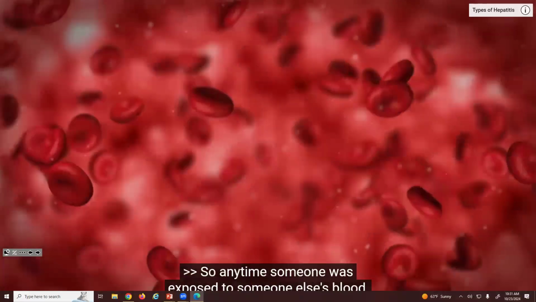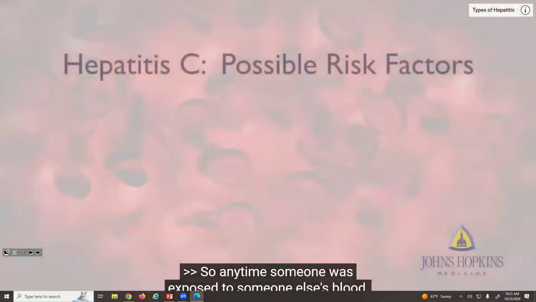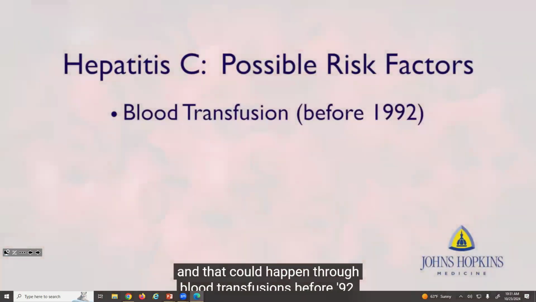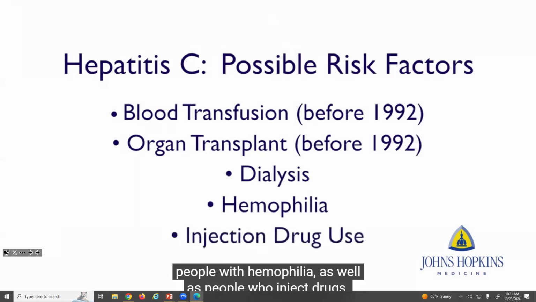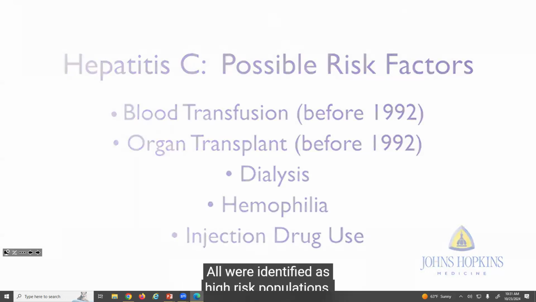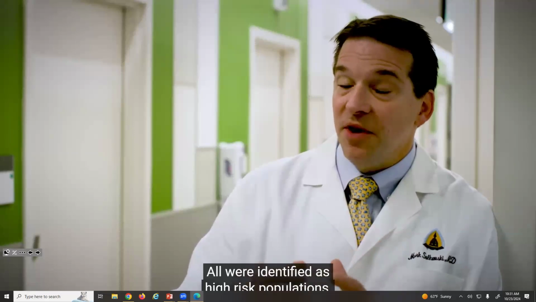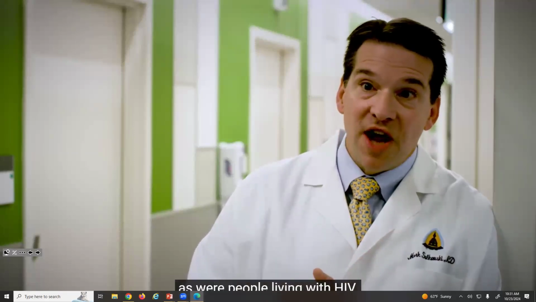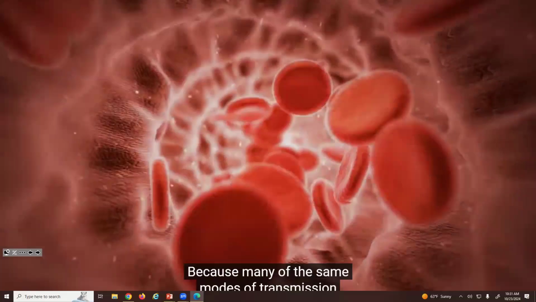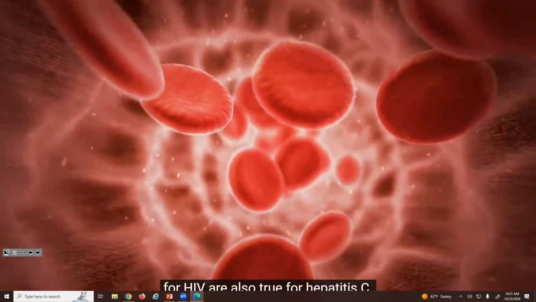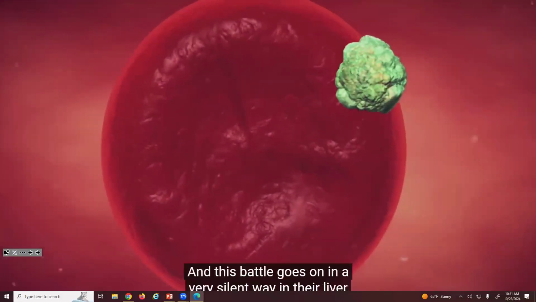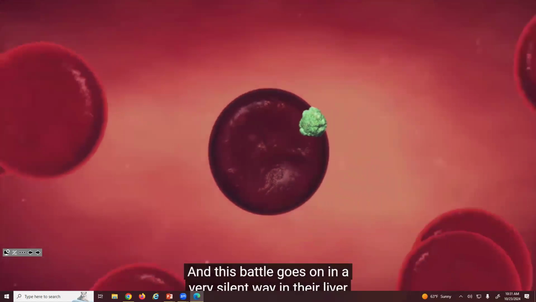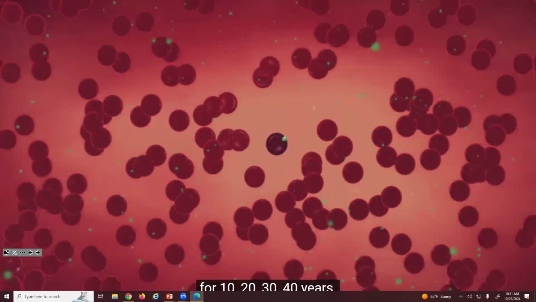Anytime someone's exposed to someone else's blood, and that could happen through blood transfusions before 92, organ transplantation before screening, people on dialysis, people with hemophilia, as well as people who inject drugs. All were identified as high-risk populations, and it's where people live with HIV, because many of the same modes of transmission for HIV are also true for hepatitis C. Their immune system tries to fight it, and this battle goes on in a very silent way in their liver for 10, 20, 30, 40 years.